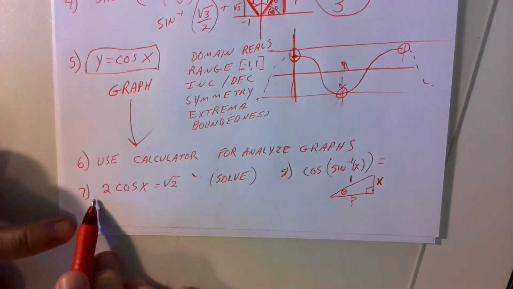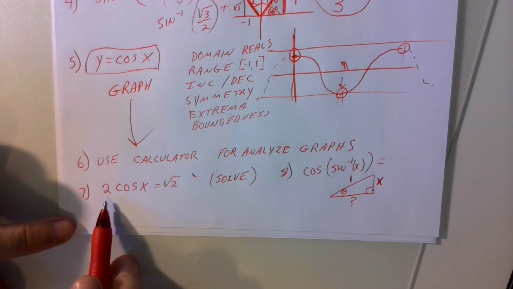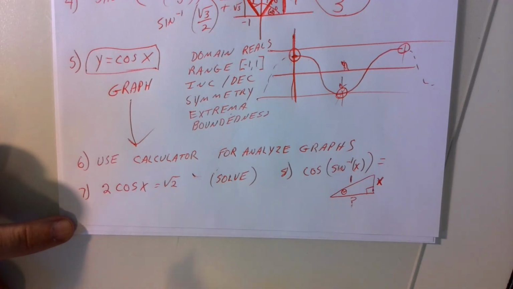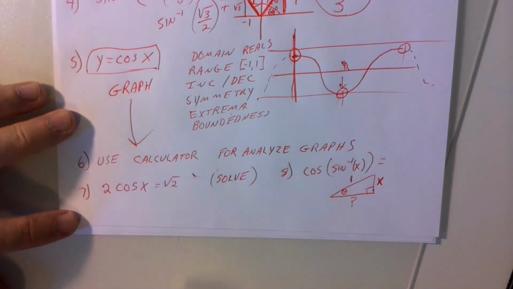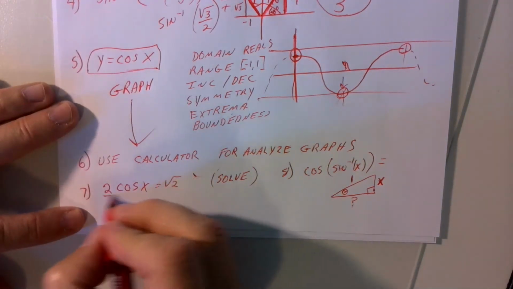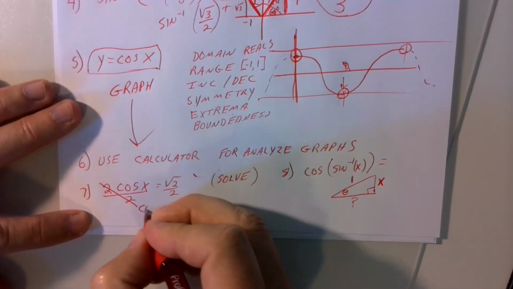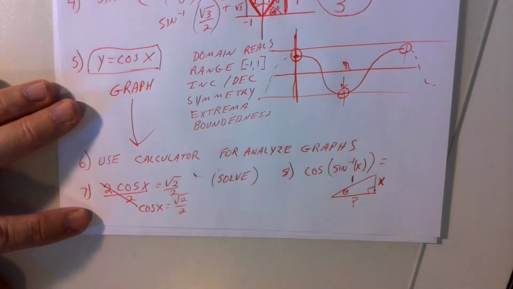Next, number 7, we're trying to solve this little equation. It says 2 cosine x equals square root of 2, and we're trying to solve that one. I don't know what angle, when I double it, equals the square root of 2. Well, I'm hoping you can just do some algebra. Divide by 2, divide by 2. That kills that. So I want to know the cosine of what equals square root of 2 over 2.